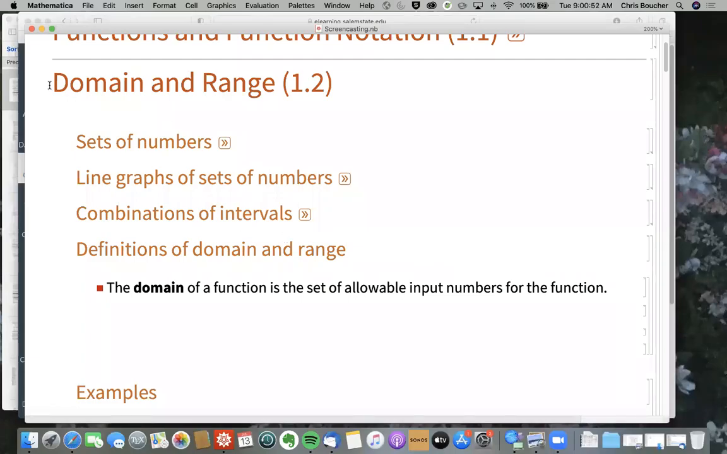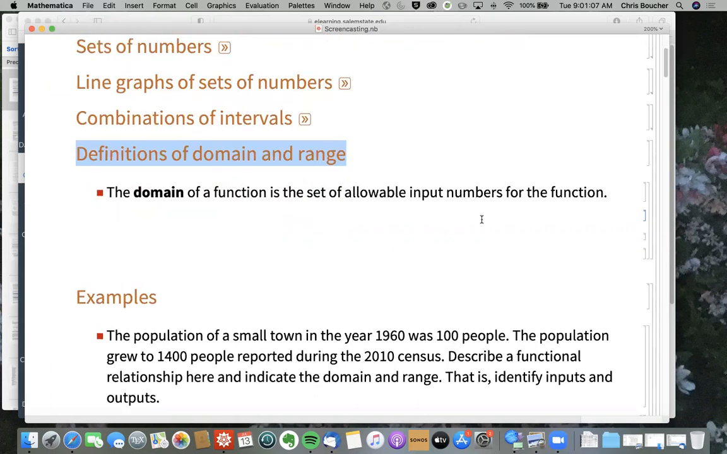Okay, so this screencast is about domain and range and also the next section, section 1.3. We started this in yesterday's video. We talked about sets of numbers and intervals. So I'm going to jump right into what domain and range are.